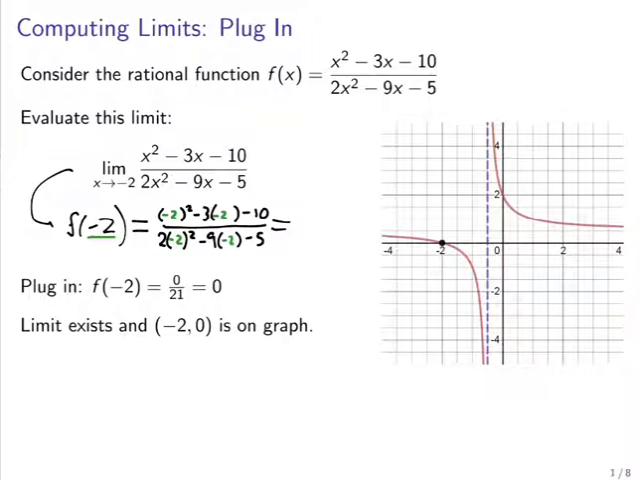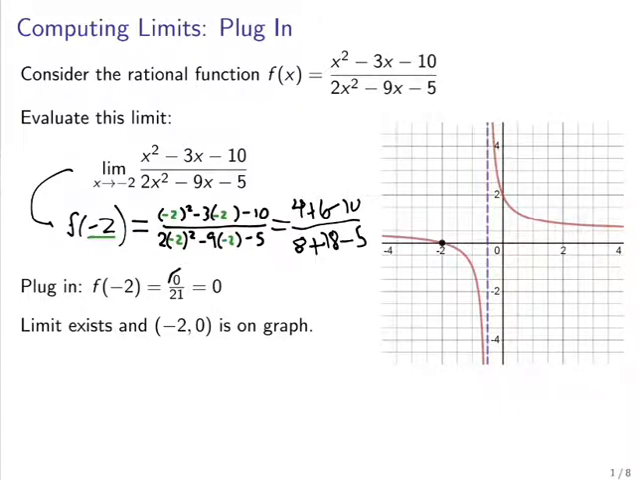You can see there I've started to plug in -2 as the input into the function. In the numerator, I get -2 squared, or 4, minus 3 times -2, so minus -6, or I'm going to write that as plus 6, and then minus 10. Meanwhile, in the bottom, I get 2 times -2 squared, so order of operations, I'm going to square the -2 first to get 4, then I'm going to double that to get 8. Minus 9 times -2, so minus -18, or plus 18, and then minus 5.